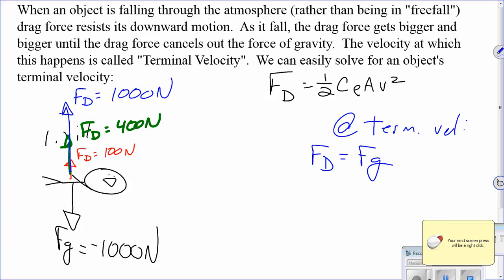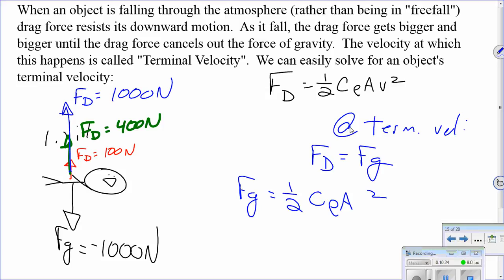Well, so that means drag force is F_D equals 1/2 C rho A v squared, right? That's still a v, even though it doesn't look like a v. I will fix it and make it look like a v. And then I can put a little t here to indicate terminal velocity.